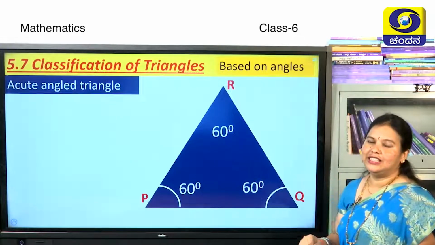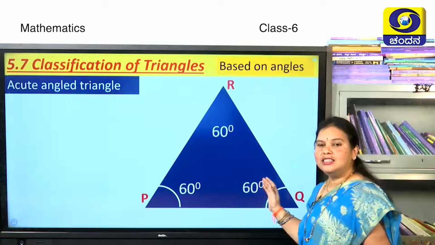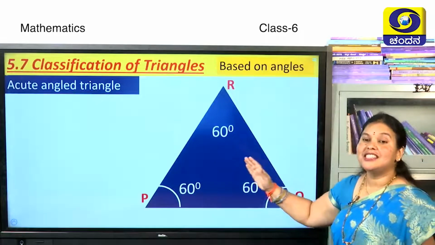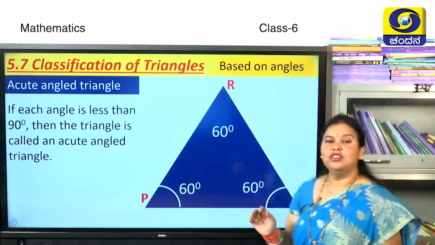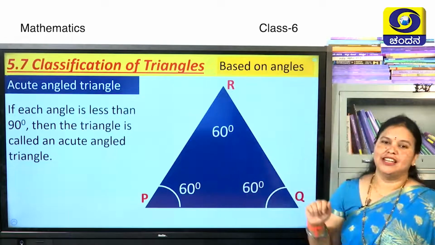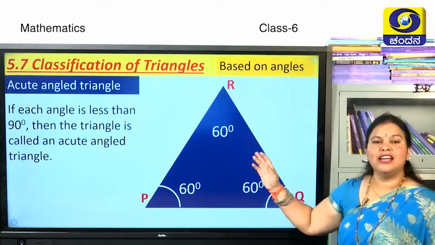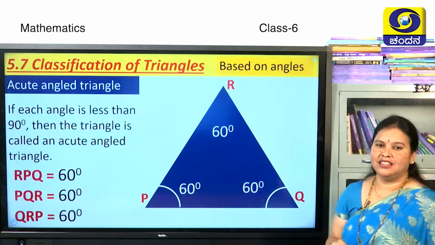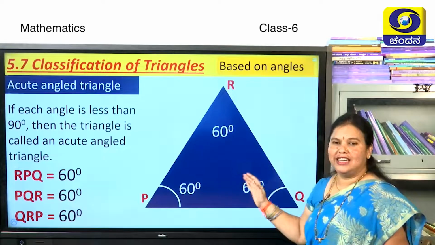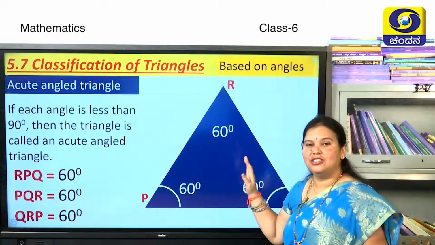Here I have taken a triangle PQR. Observe here, all the three angles are acute angle, isn't it? That means less than 90 degree. So we can define acute angle triangle like this. If each angle is less than 90 degree, then the triangle is called an acute angle triangle. See here, all the three angles are equal. If all the three angles are equal, then we call it as equiangular triangle also.